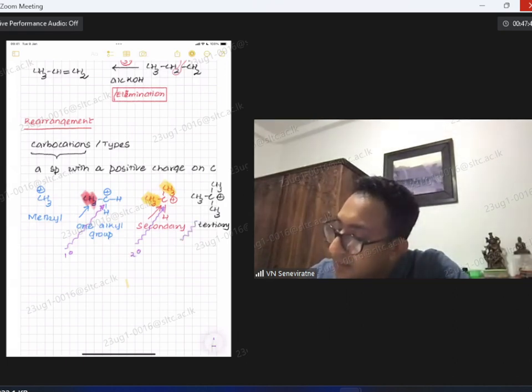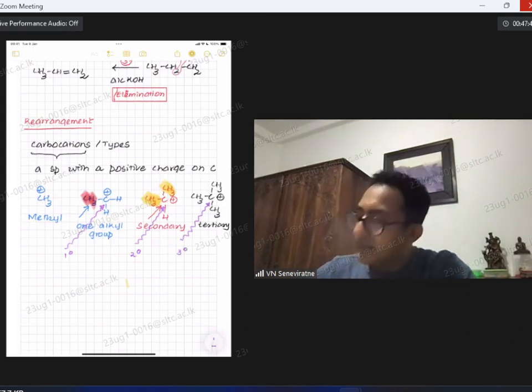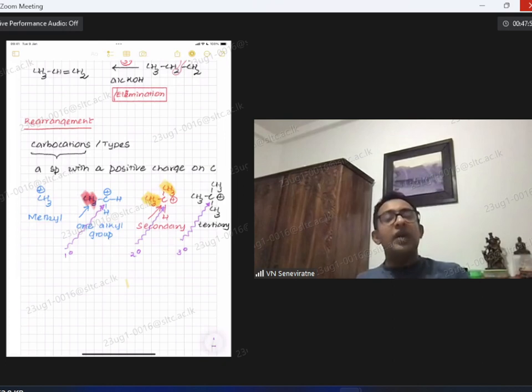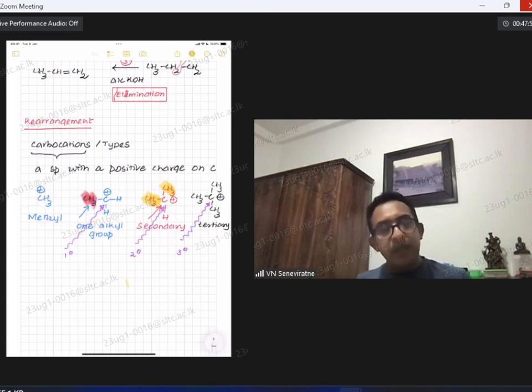Like this is the tertiary carbocation, you give 3 prime. Right? So there are 4 types of carbocations. Methyl carbocation, there is one and only one. Methyl carbocations. Then you have primary, secondary, and tertiary. Right?